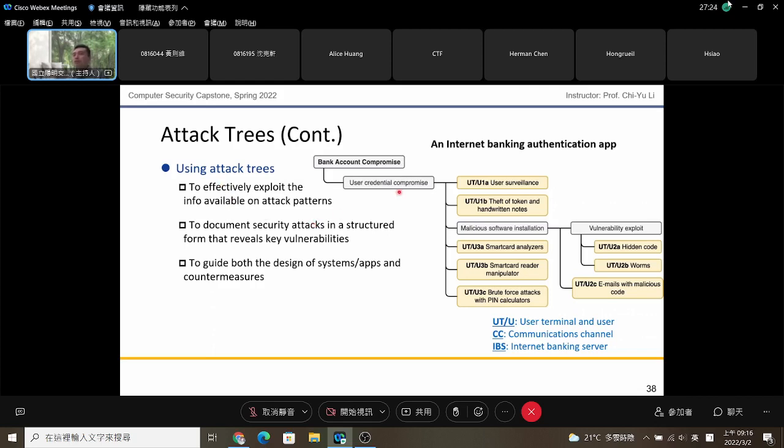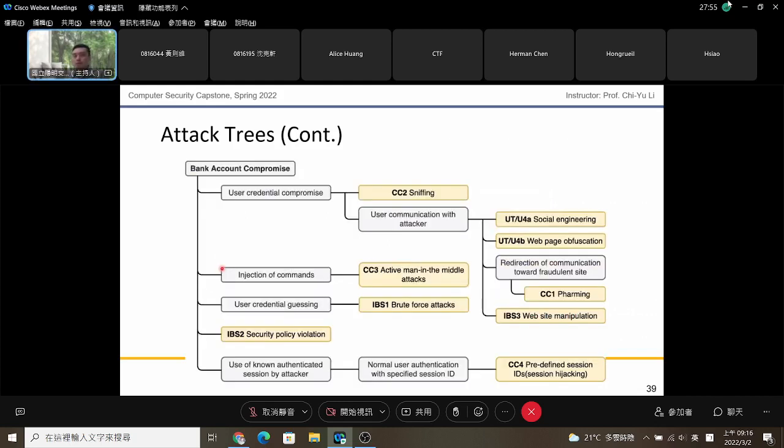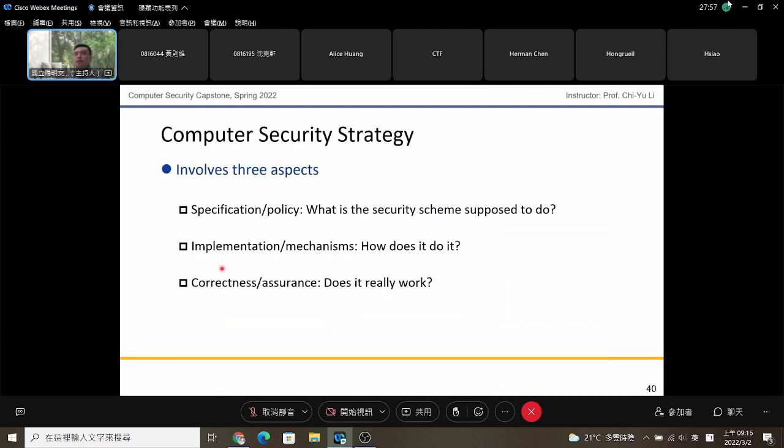Okay, so here you can see that based on this analysis, we can analyze the attack in a more comprehensive way. We just list all the possible ways and see whether the system is vulnerable or not. So based on this analysis, we can guide both the design and the countermeasures. Countermeasures means the solutions. Okay, this is just for your reference.